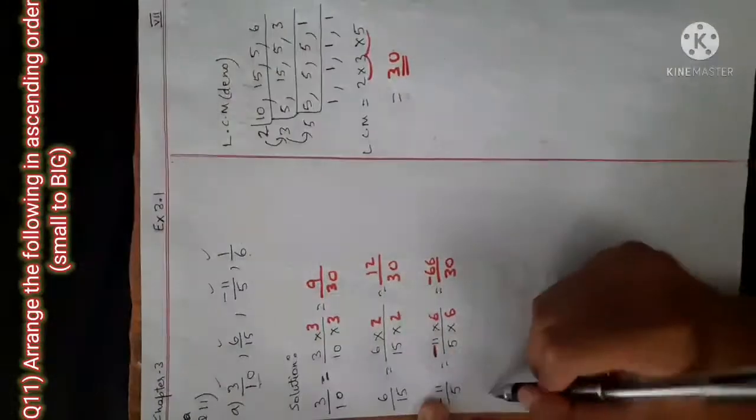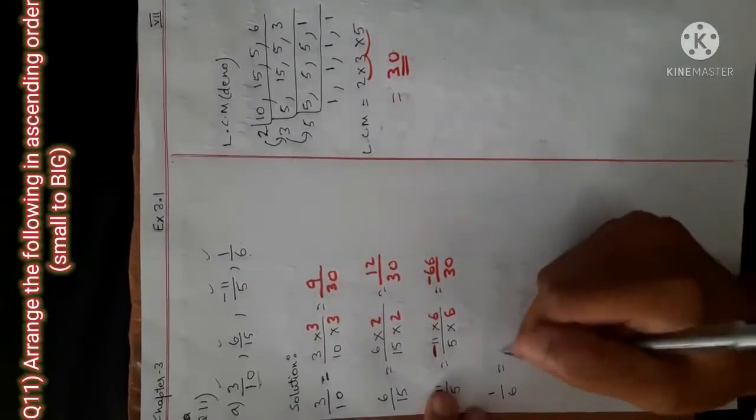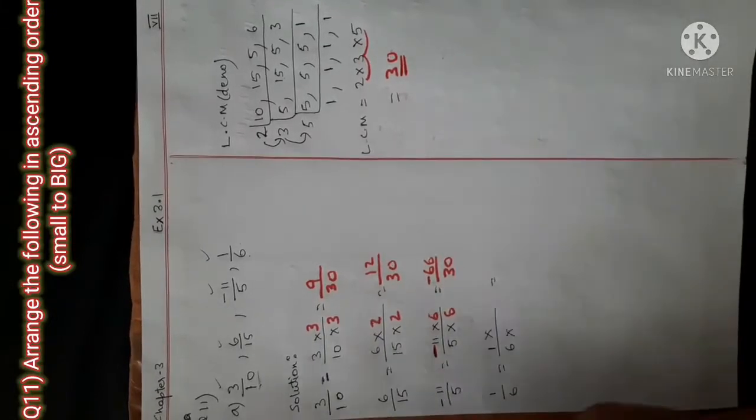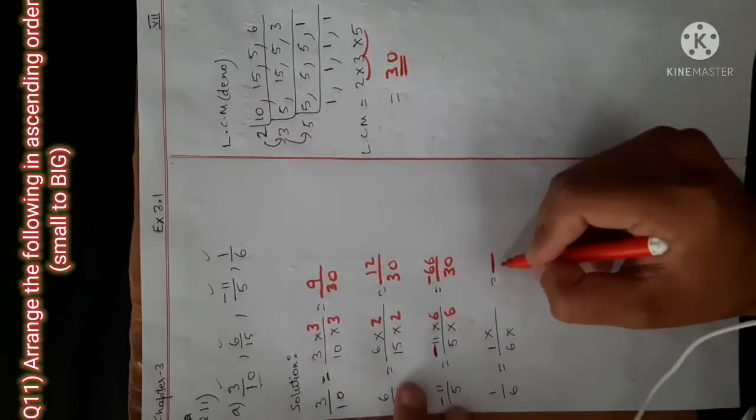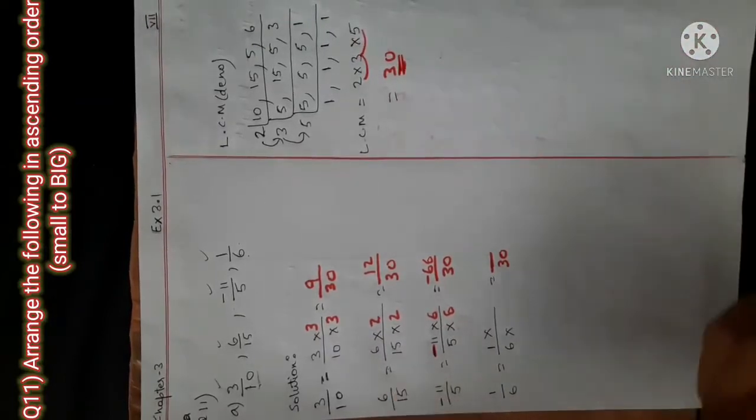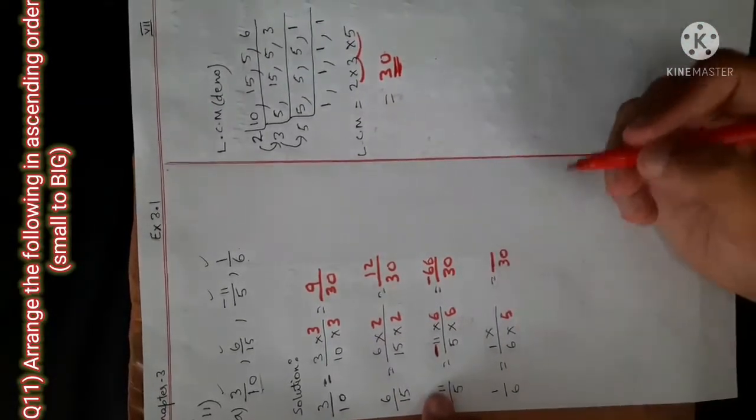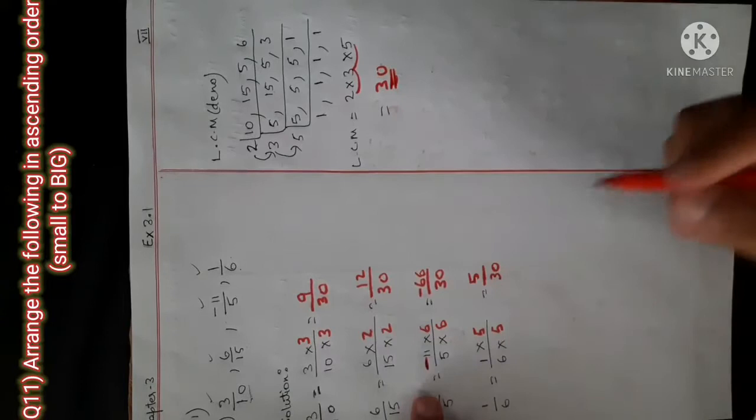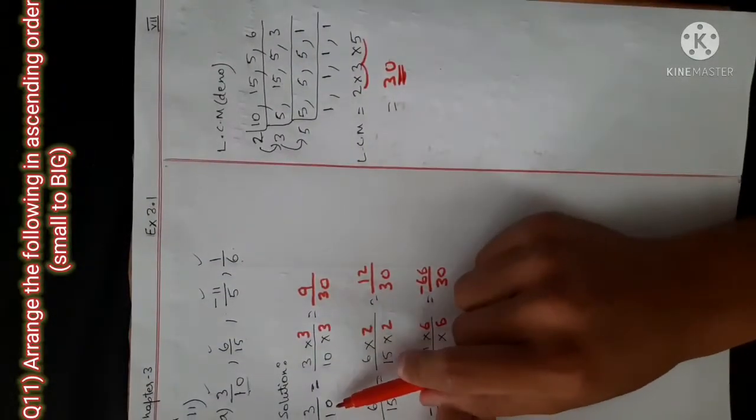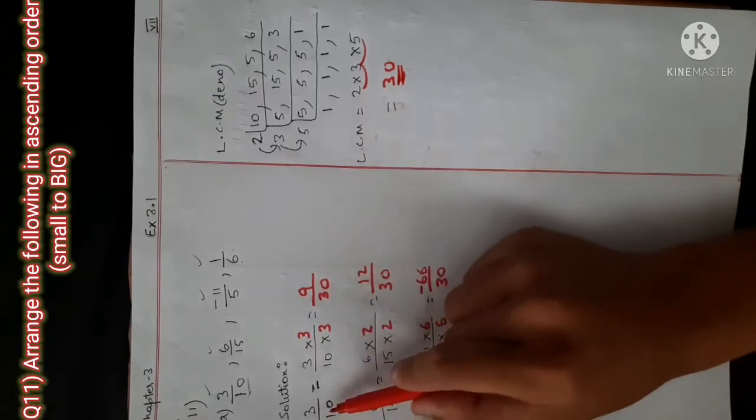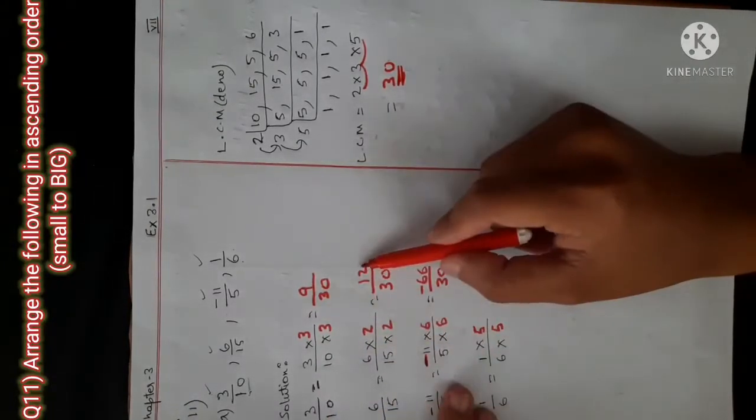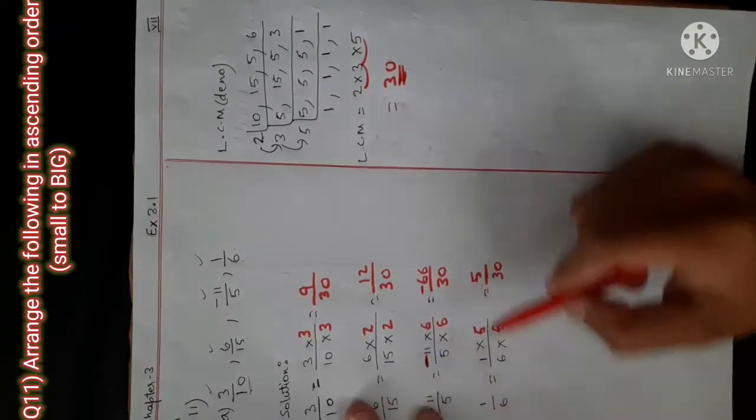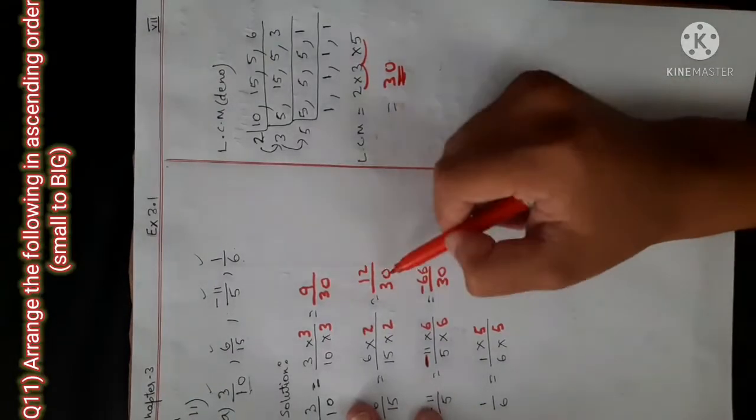Next, 1 by 6. Multiply by how much will we get the denominator 30? 6 multiply 5 equal 30. So 5 to the numerator also. 1 multiply 5 equal 5. So now we have converted them into the denominator of 30. 3 by 10 equal 9 by 30. 6 by 15 equal 12 by 30. Minus 11 by 5 equal minus 66 by 30. 1 by 6 equal 5 by 30. So these are all denominators 30.